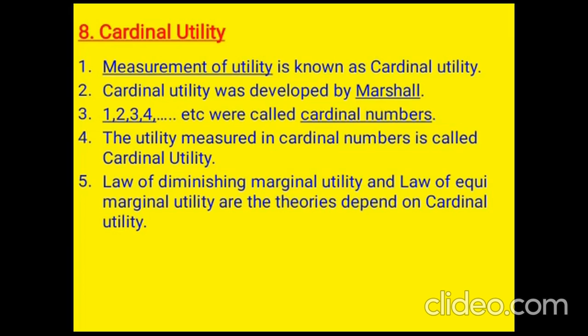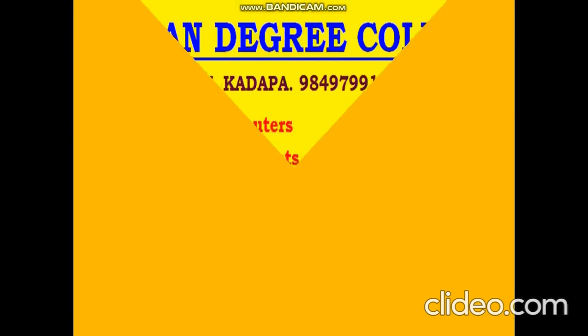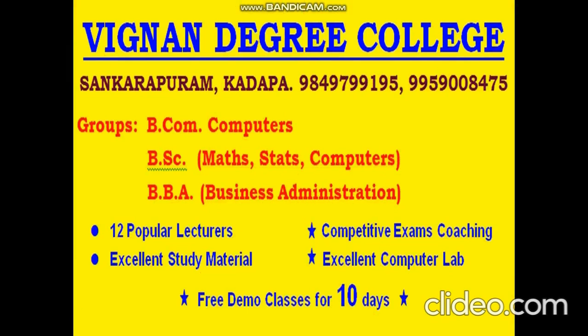Then the answer is: first point, the measurement of utility is known as cardinal utility. Second point, cardinal utility was developed by Alfred Marshall. Third point, 1, 2, 3, 4, etc. are called cardinal numbers. Fourth point, the utility measured in cardinal numbers is called cardinal utility. Fifth point, the law of diminishing marginal utility and the law of equimarginal utility are laws that depend on cardinal utility.